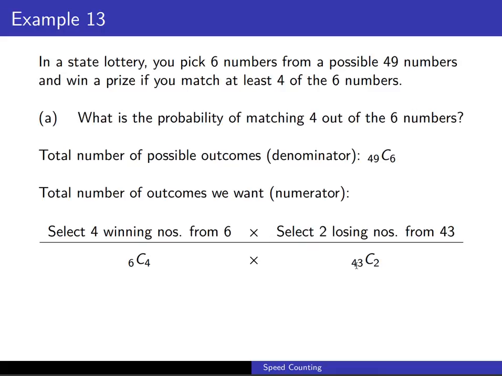So again, there's 6 winning numbers. We want 4 of those 6 winning numbers, so 6C4. And then for the rest of our numbers that didn't win, there's 2 of the numbers that didn't win. And since 49 numbers were in the hopper or whatever it is, they take out 6 of them. That means 43 of them are losing numbers. We want 2 out of those 43 losing numbers, or 43C2.